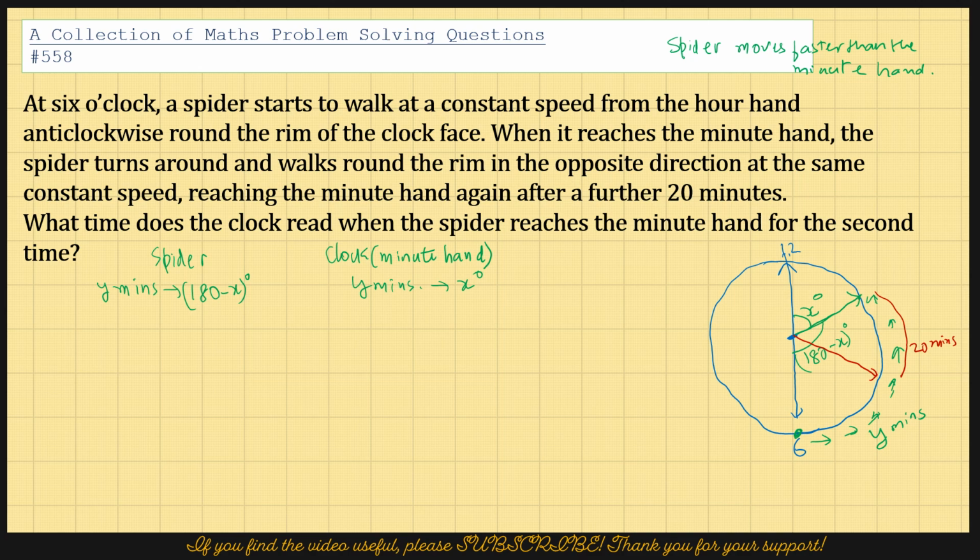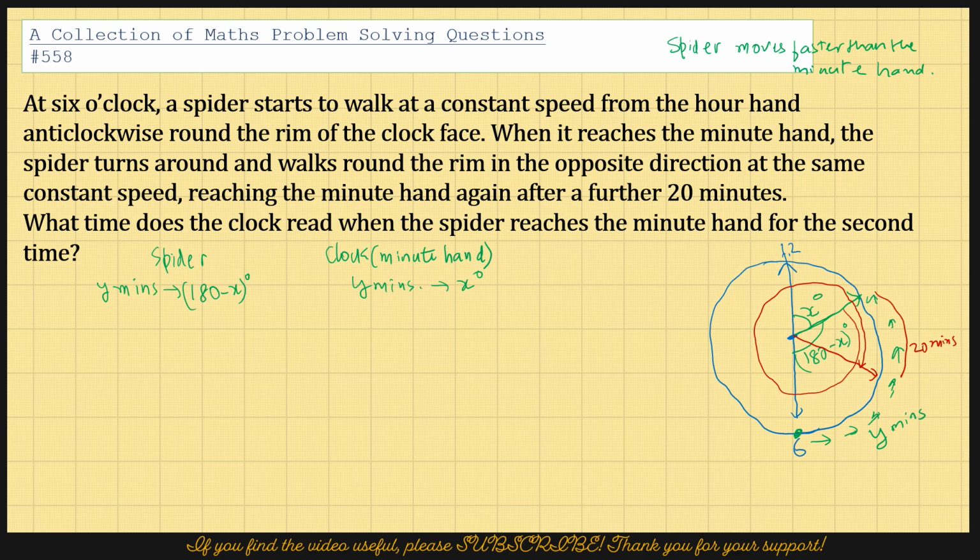And this is the distance that's traveled by the minute hand, not the spider. If you want to see this, the spider would have traveled all the way, taken the loop, and then touched the minute hand. So the spider would have traveled 360 plus whatever the angle the minute hand has moved in 20 minutes.